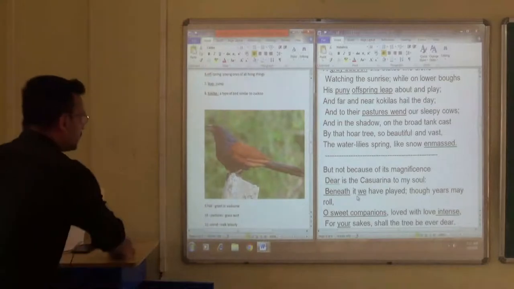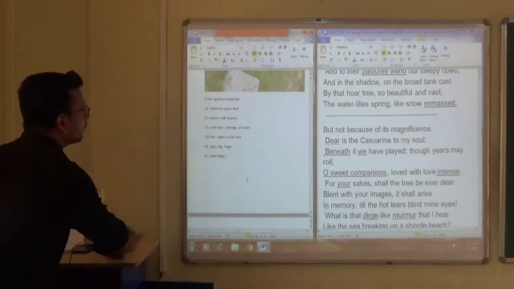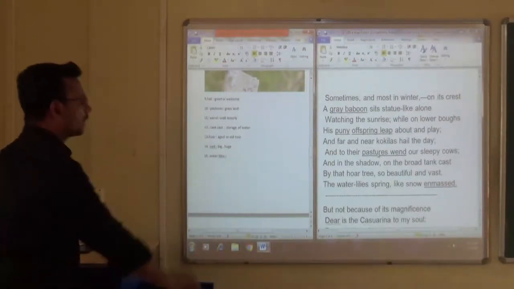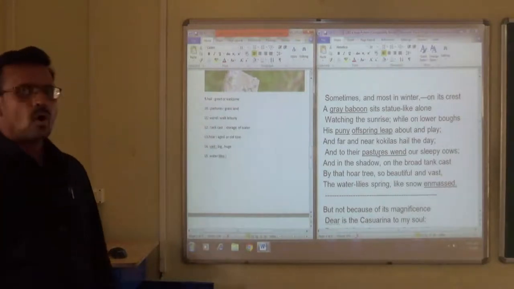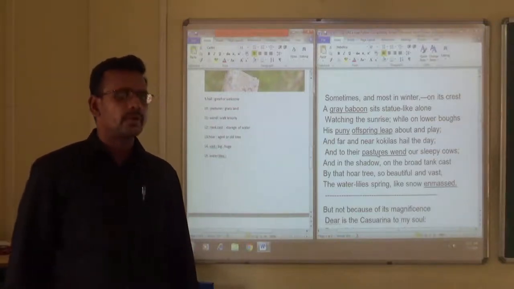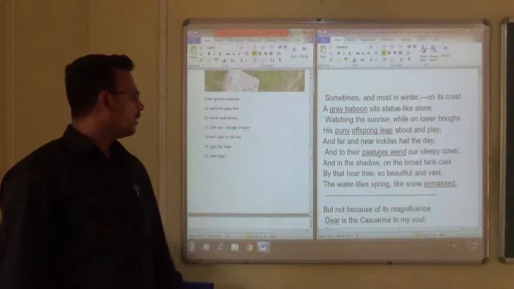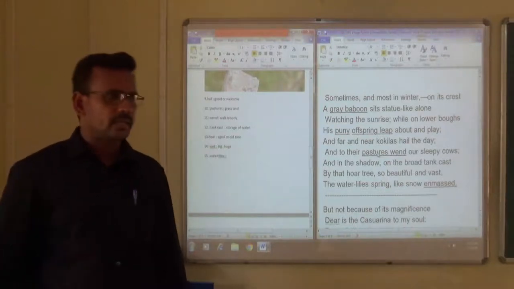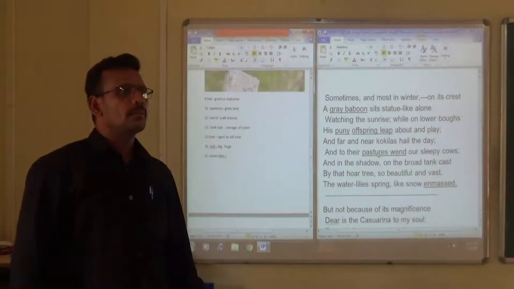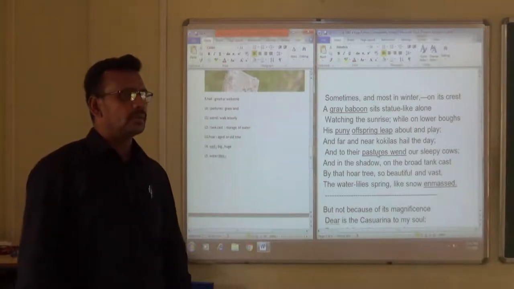Now we can see the image. Pastures means grassland, and the word wend means walk leisurely. So here, unto their pastures wend our sleepy cows. Here, the poet noticed the sleepy cows, meaning lazy, inactive cows, walking towards the pastures to have their food.